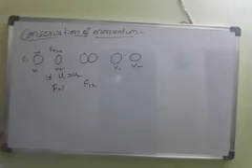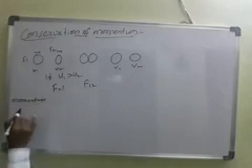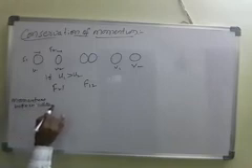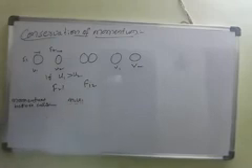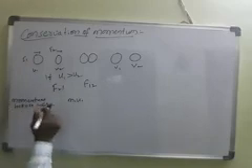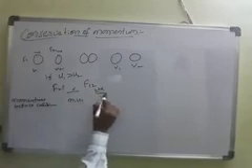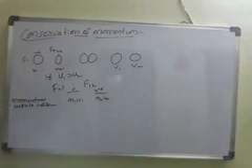Momentum before collision. For the first marble it is m1 u1, mass into velocity. P is equal to mv, the product of mass and velocity is called momentum, as we told you. So momentum before collision for the first marble is m1 u1, and for the second marble it is m2 u2.